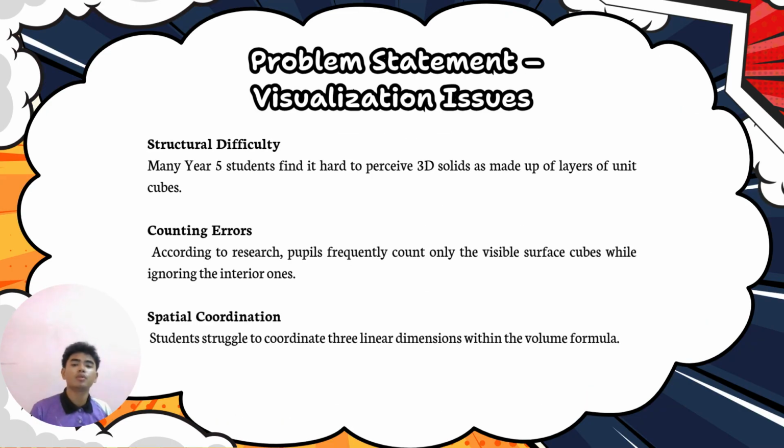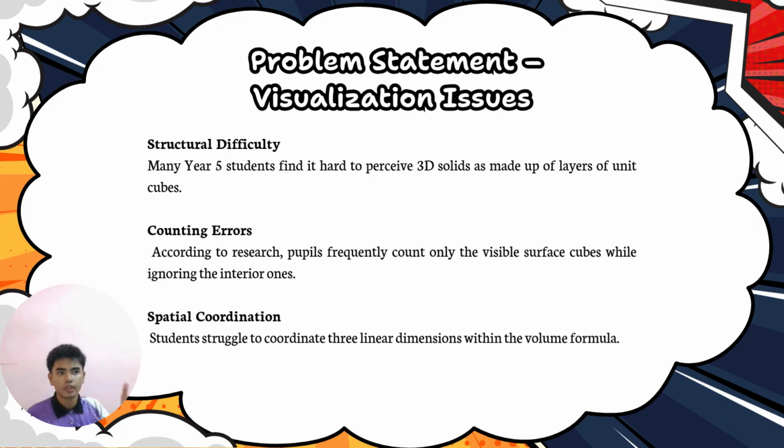The first thing we're going to go through is the problem statement. A lot of the problems we're facing in the geometry world nowadays come down to a visualization issue. Year 5 students find it hard to perceive a 3D solid as made up of layers of unit cubes, because they cannot imagine it, or they have low imagination skills.